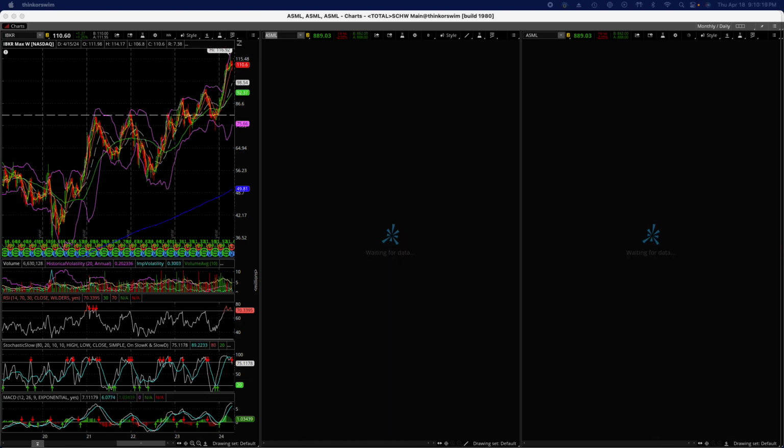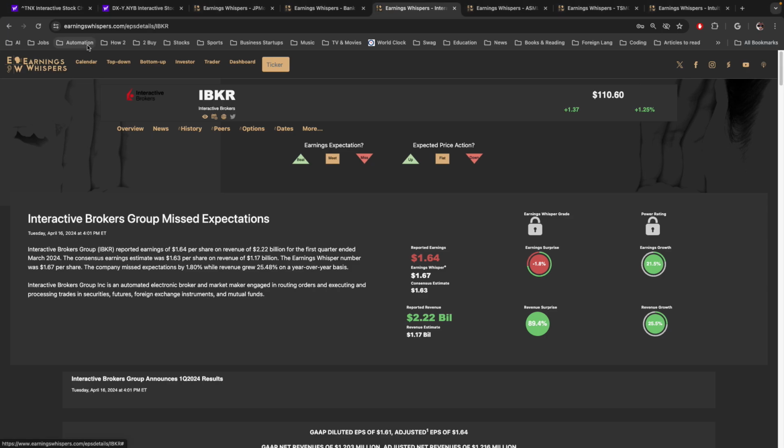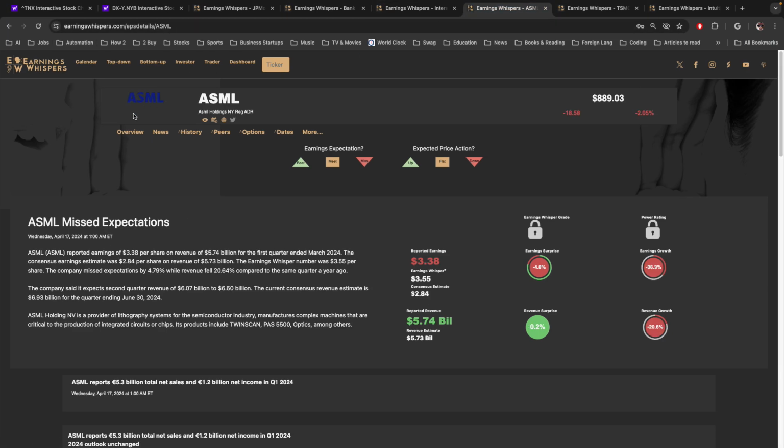Next up, we have ASML. This is the Dutch monopoly on semiconductor manufacturing equipment. So with ASML, they beat on revenue, but they missed on the earnings whisper number. They also lowered their Q2 guidance.